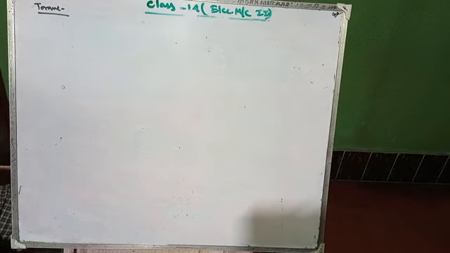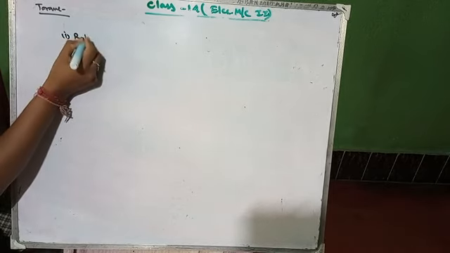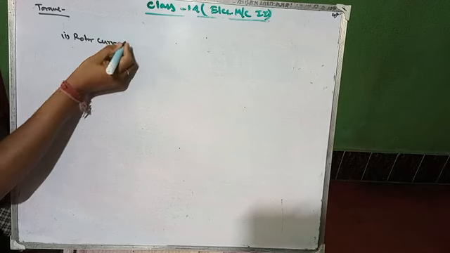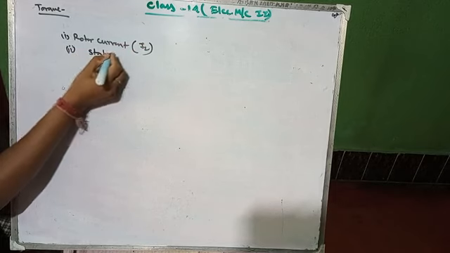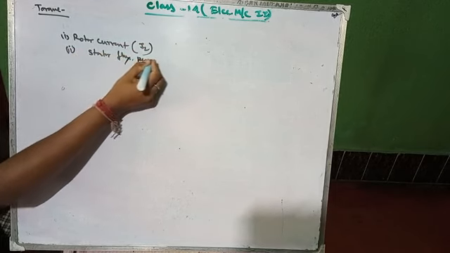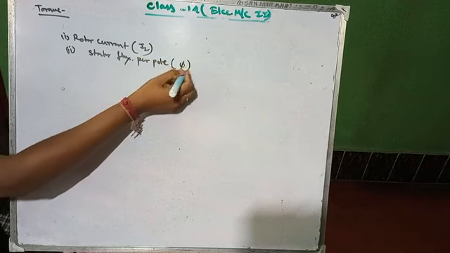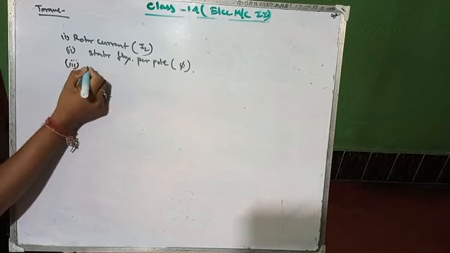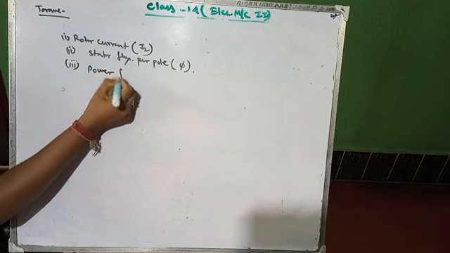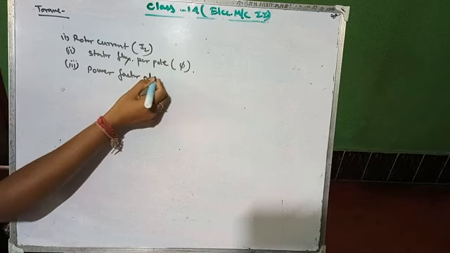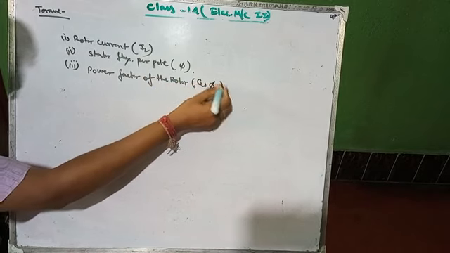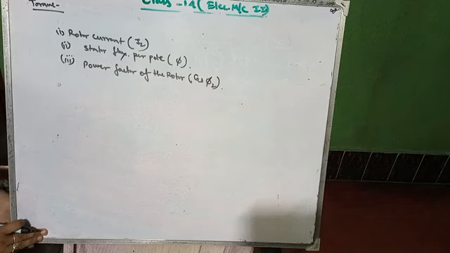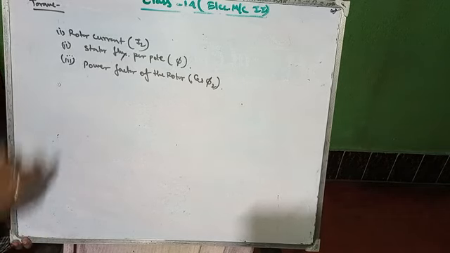directly proportional to number 1, rotor current, that means I2. Number 2, stator flux per pole, that is phi. And number 3, power factor of the rotor, cos phi 2. Okay, so these three components you have to understand first before writing the torque expression.